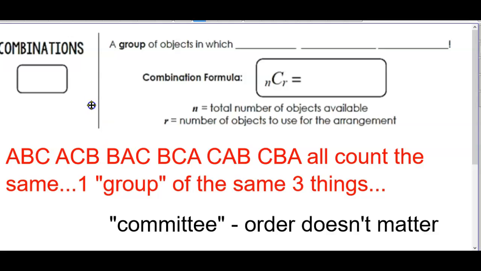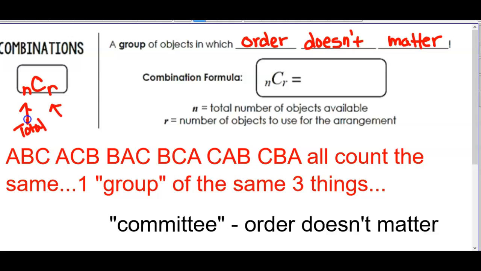All right, combinations are different. A combination is a group of objects in which the order chosen doesn't matter. It's nCr, where n is the total and r is the number you're choosing. Now, the definition is that this time all of these different groups, all 6 of these, count as one group. It's the same committee. It's the same group of 3 people getting the $100, whatever.